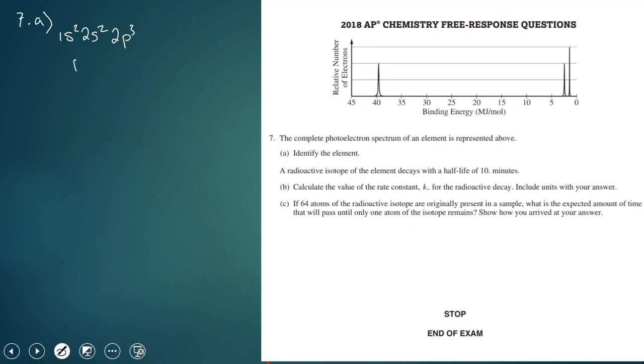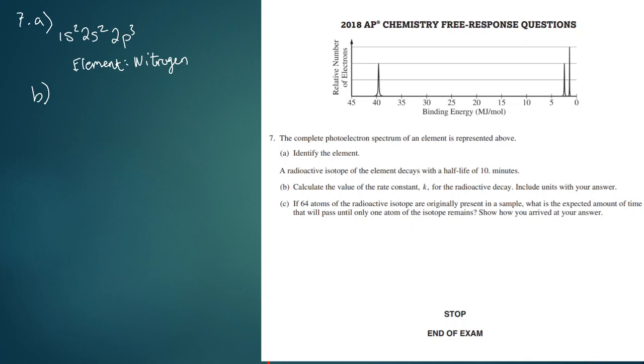So our element is nitrogen. Okay, so 7a, very quick, just a counting exercise. Part B, now we have rates for radioactive decay. This isn't something that comes up very often, but it is a formula that you guys should know.